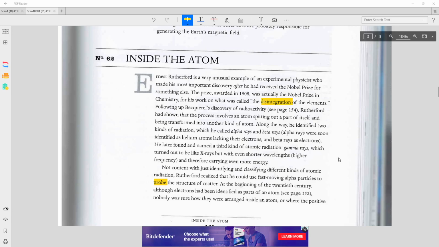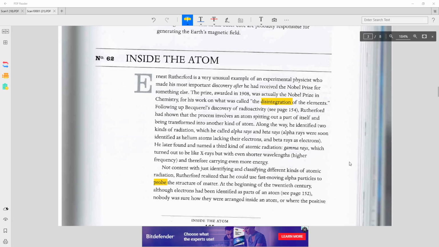He later found and named a third kind of atomic radiation, gamma rays, which turned out to be like X-rays, but with even shorter wavelengths, higher frequency, and therefore carrying even more energy. Not content with just identifying and classifying different kinds of atomic radiation, Rutherford realized that he could use fast-moving alpha particles to probe the structure of matter.